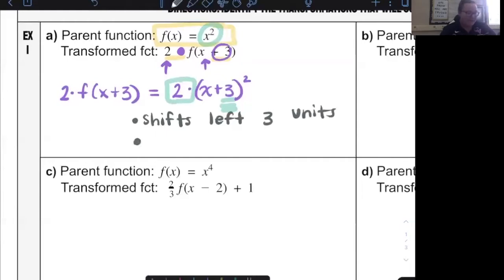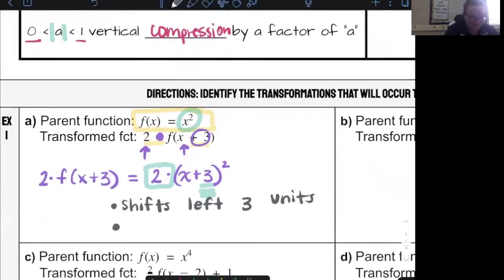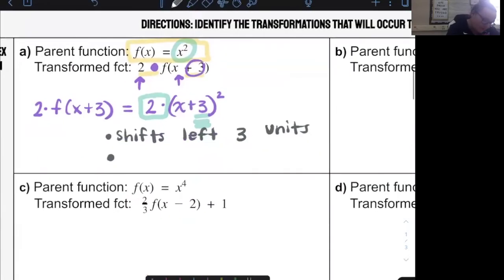All right. Then what does the 2 times the entire function do? Well, the absolute value of 2 is 2. Now we need to decide, is 2 greater than 1 or is 2 between 0 and 1? Well, 2 is greater than 1, right? So if 2 is greater than 1, that means we have a vertical stretch by a factor of 2.